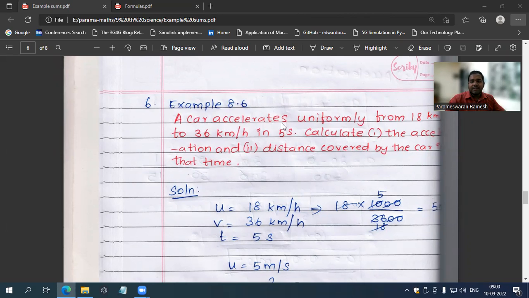A car accelerates uniformly from 18 km per hour to 36 km per hour in 5 seconds. Calculate the acceleration and distance covered by the car in that time. Please look into that. They are asking for the acceleration, and we need to find the distance covered by the car. So we are moving on to the formula section.